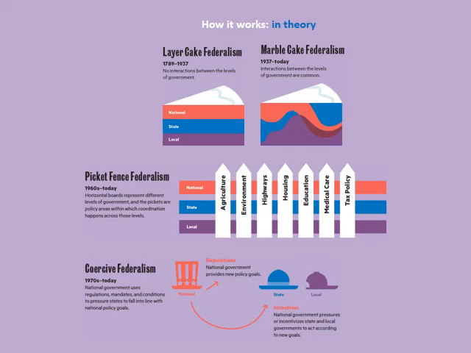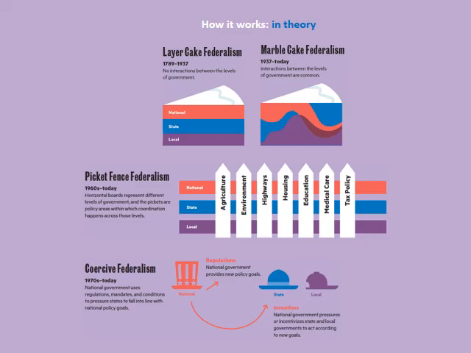It requires interaction and cooperation between the levels of government. Picket fence federalism is horizontal boards representing different levels of government and pickets that are the policy areas within each, with coordination happening across those levels, like agriculture, environment, highways, housing, education, medical care, and tax policy. So what you see is departments for each of these at the state and national levels.